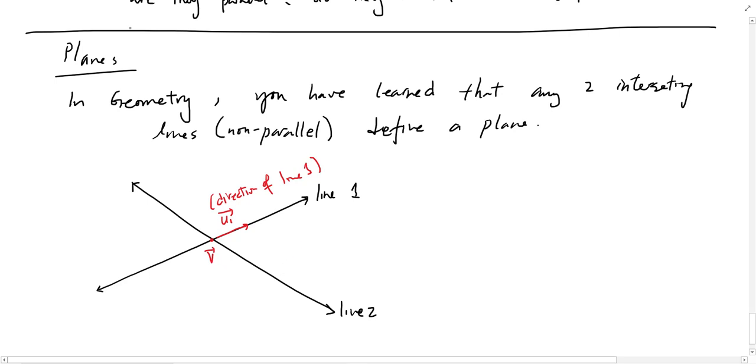Okay? And then I'm going to define a second direction. So this one will be the given point. I'm going to define a second direction, maybe like this way. So this I'm going to call vector u2, and this will be the direction of line number 2.